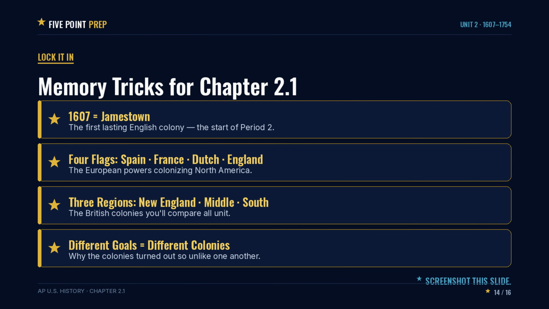Lock it in. Screenshot this slide. 1. 1607 equals Jamestown, the first lasting English colony and the start of Period 2. 2. 4 flags. Spain, France, the Dutch, and England, the European powers colonizing North America. 3. 3 regions, New England, the Middle Colonies, and the South. The British colonies you'll compare all unit. And 4. Different goals equal different colonies, the reason they turned out so unlike one another. 4 hooks to open the unit.